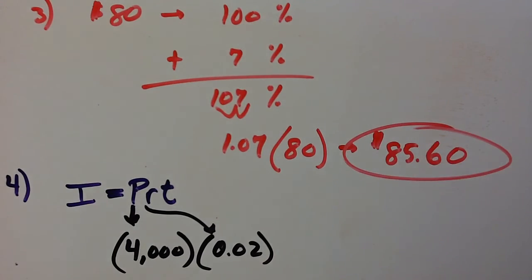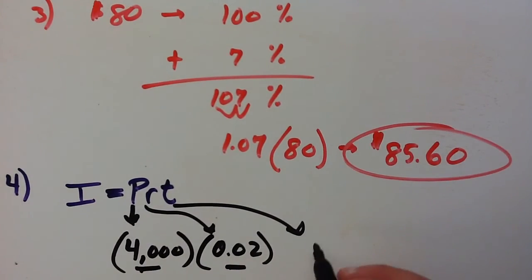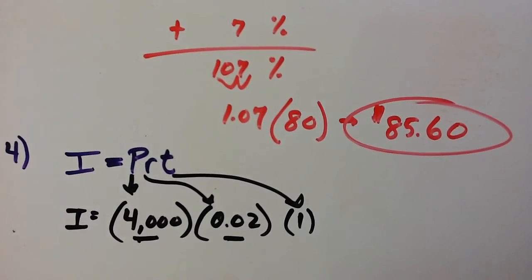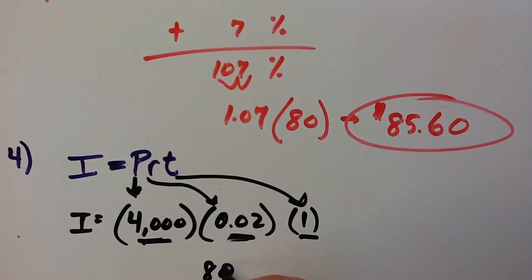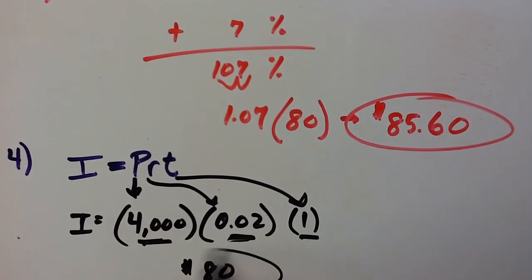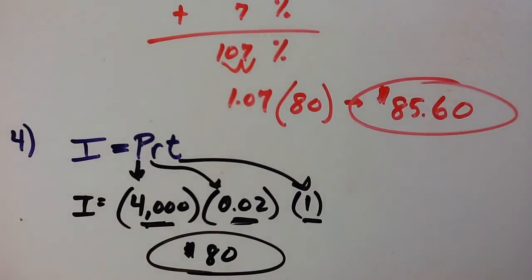And it says, what is the amount earned in 1 year? So if I invest this much at this rate for t, which is a time of 1 year, how much interest is earned? And so what I do is I multiply 4,000 times 0.02 times 1, and I would get 80, right? So $80 would be the interest earned in 1 year.